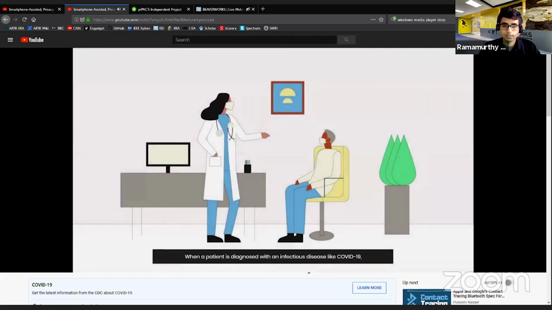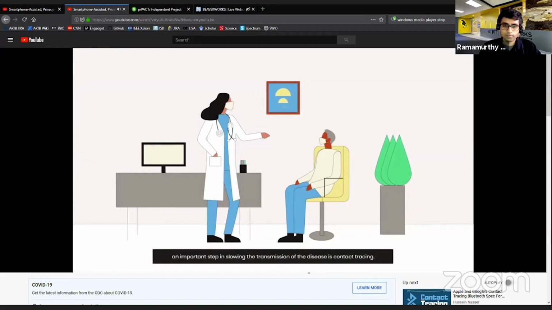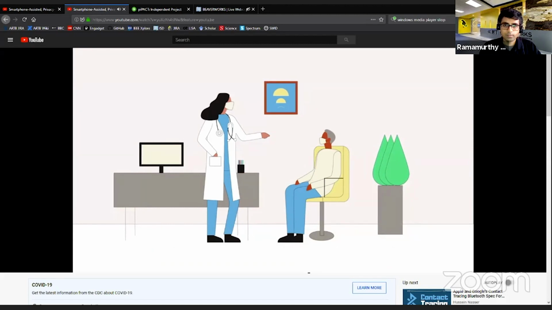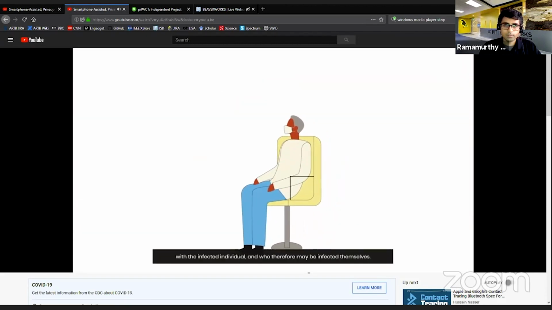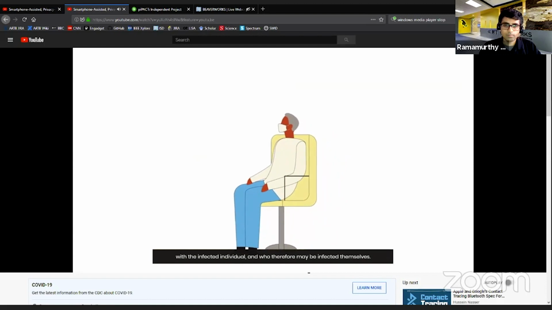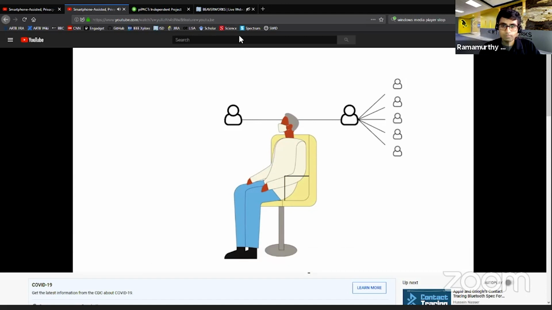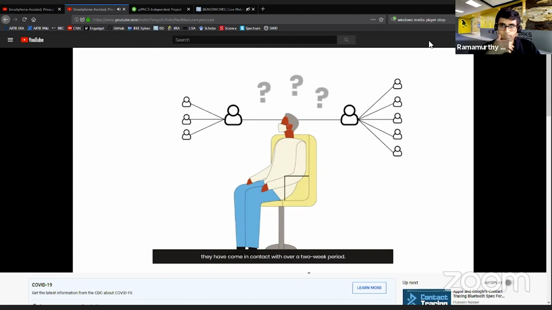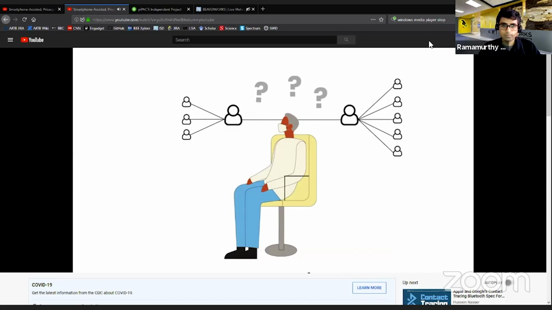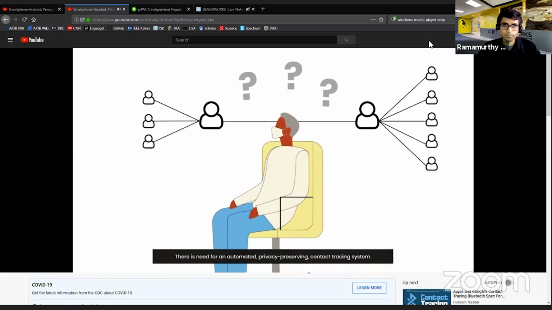When a patient is diagnosed with an infectious disease like COVID-19, an important step in slowing the transmission of the disease is contact tracing. Contact tracing seeks to identify the people who have had close contact with the infected individual and who therefore may be infected themselves. This targeted strategy reduces the need for stay-at-home periods. However, manual contact tracing is subject to a person's ability to recall everyone they have come in contact with over a 2-week period. There is need for an automated, privacy-preserving contact tracing system.